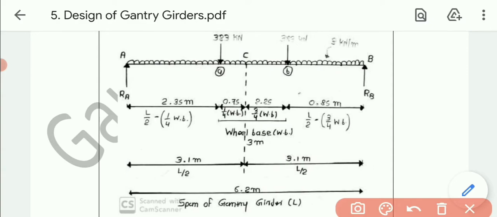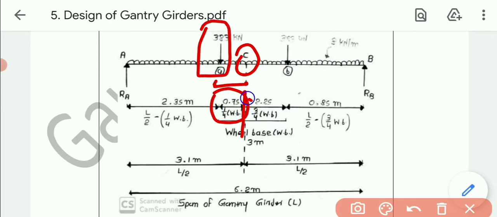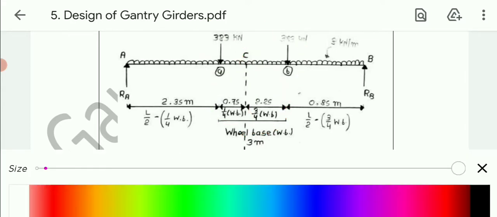Okay, so what I have done, let me just show you a little bit of summary. I have taken the center of this one, then from the center towards the left hand side at the distance of 1/4 of wheelbase, I have put the first wheel of the crane girder, and from the center towards the right hand side at the distance of 3/4 of wheelbase, I have put the second wheel of the crane girder. Now I am having all the dimensions.